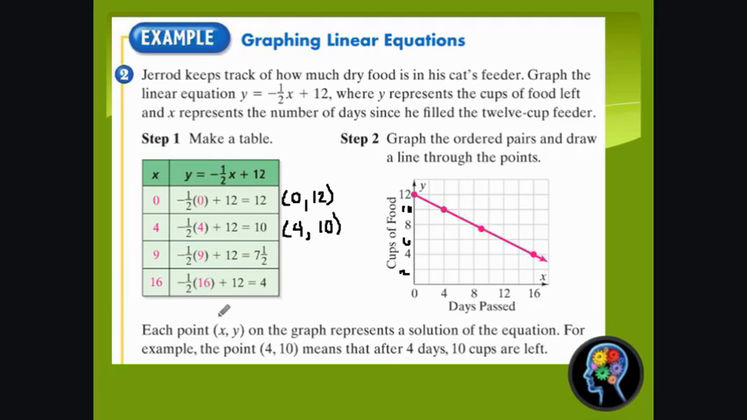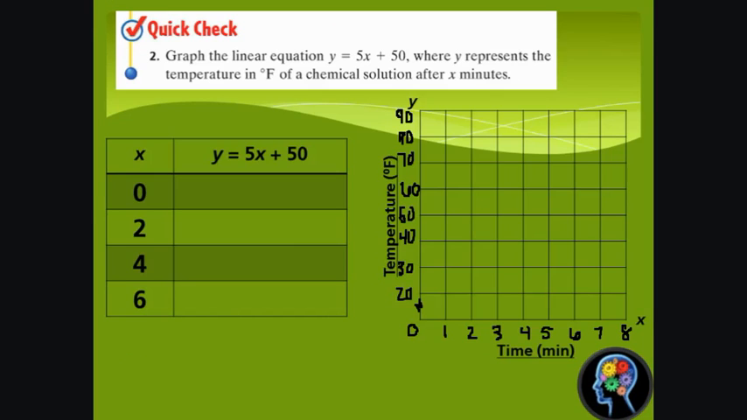So each point (x, y), which is what we graphed here on the graph, represents a solution to the equation. For example, the point (4, 10) means that after 4 days, 10 cups are left. We're going to do an example problem just like this together. In this problem, we're asked to graph the linear equation y is equal to 5x plus 50, where y represents the temperature in Fahrenheit of a chemical solution after x amount of minutes.